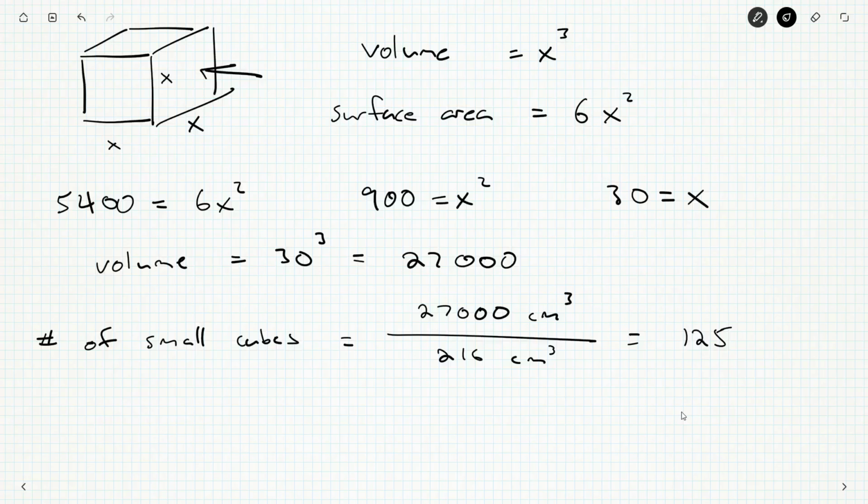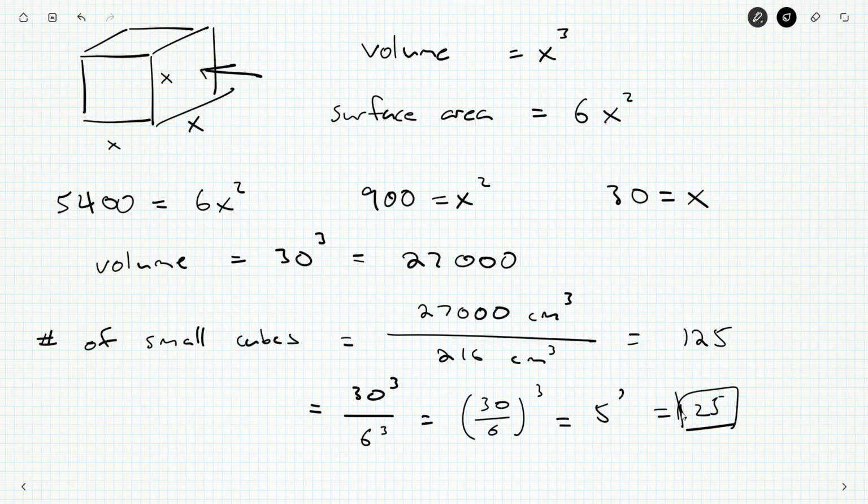How did I do that in my head? Well, the top here is really 30 cubed. The bottom here is really 6 cubed, if I recognize that, which I did earlier. And so as a fraction, I can change it to 30 over 6, cubed, but that's just 5 cubed, which is 125. So that's how I did that in my head so fast. But if you've got a calculator, go for it. If you need to do sort of long division, you can do that as well.